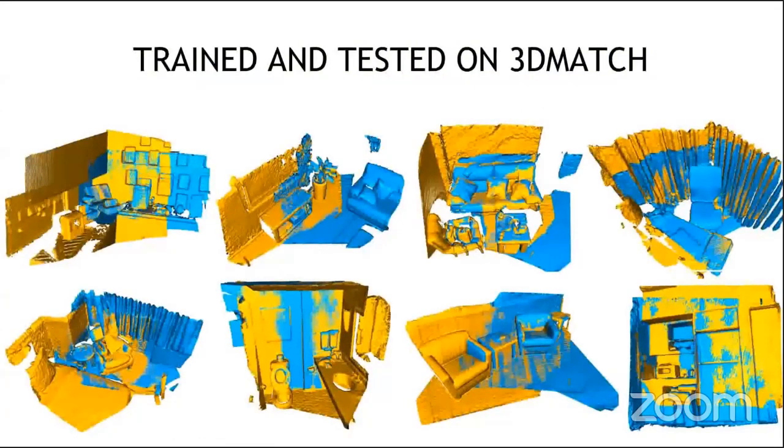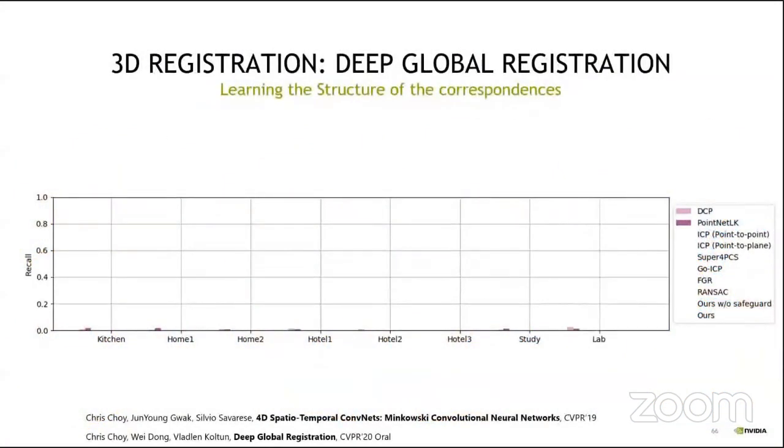We train and test our networks on the 3DMatch benchmark. The 3DMatch benchmark is a collection of 3D scans of indoor scenes for 3D reconstruction and has been widely used for feature matching and registration. It also contains a lot of challenging scenes with low overlap. We use the registration recall as our main metric, which measures the number of successful registrations.